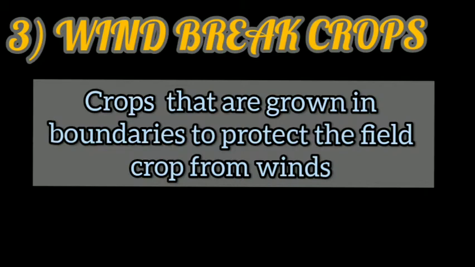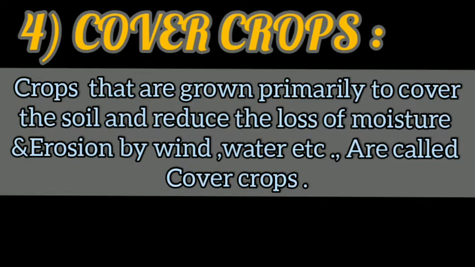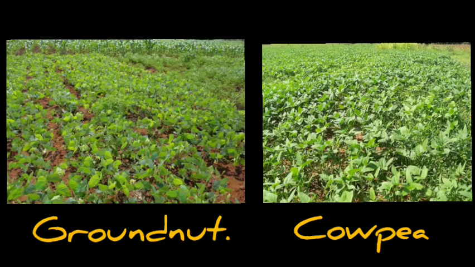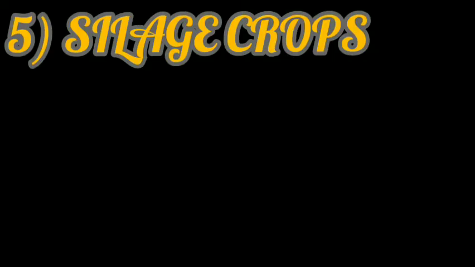Third one is windbreak crops. Crops that are grown in boundaries to protect the field crop from winds. Fourth one is cover crops. Crops that are grown primarily to cover the soil and reduce the loss of moisture and erosion by wind, water, etc. are called as cover crops. Examples: groundnut and cowpea.